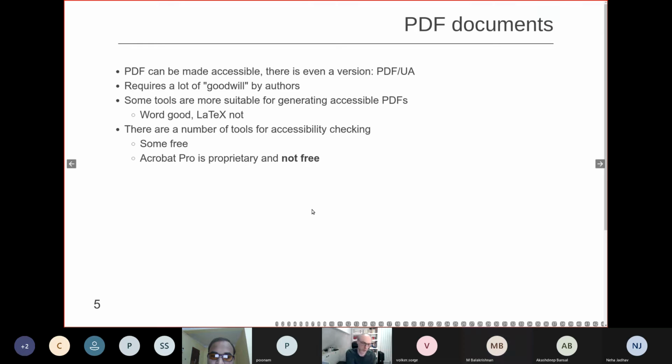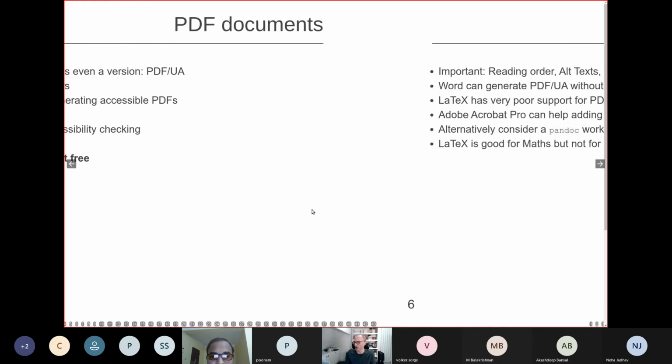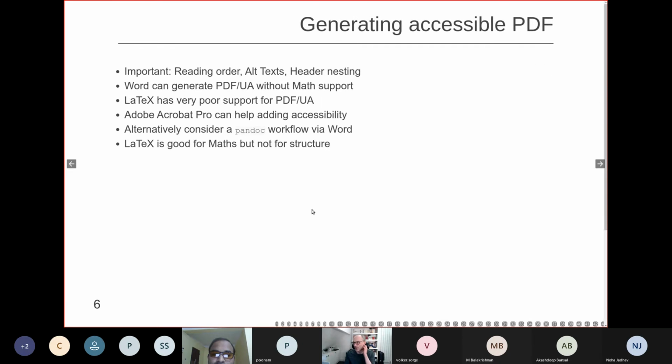Because you have to go back into your Word and your LaTeX, and you have to correct the error, you have to generate the PDF, and the PDF is yet again inaccessible as it was before. So from that point of view, this is still not a good solution, and therefore generating accessible PDFs is something that is very difficult to do.